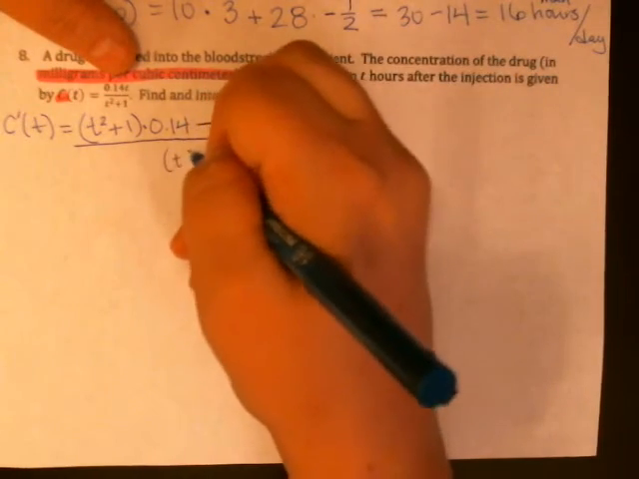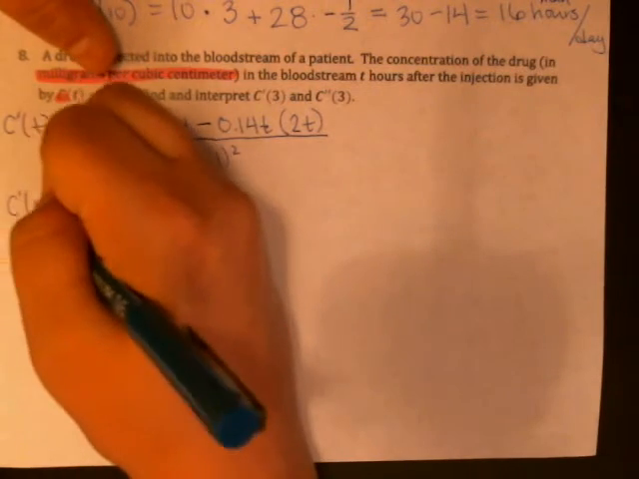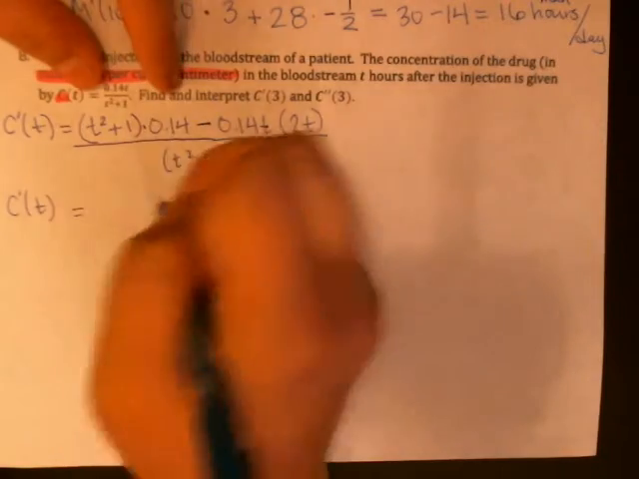And that's divided by t squared plus 1 squared. Okay, so I am going to simplify, but it's not to plug in the 3. It's because I need to take a second derivative, and I want this thing to be as simple as possible before I go doing that. So I'm going to say C prime of t. I'm just going to multiply out and see if anything nice happens.